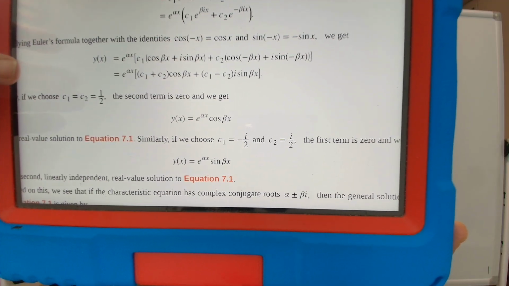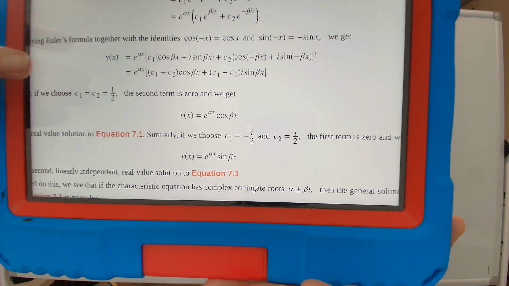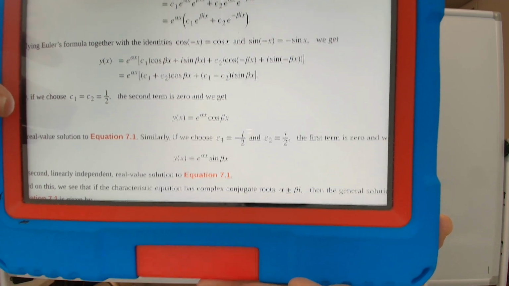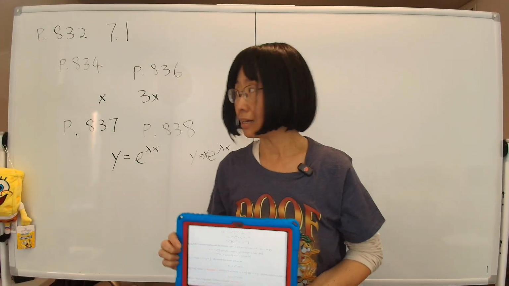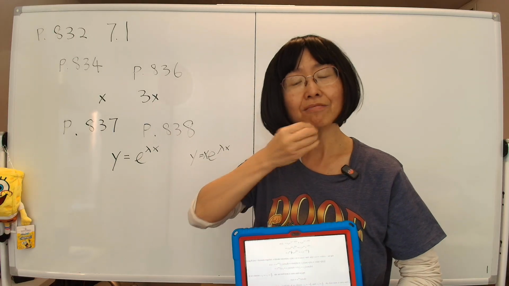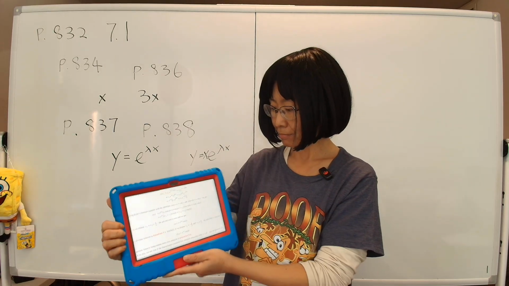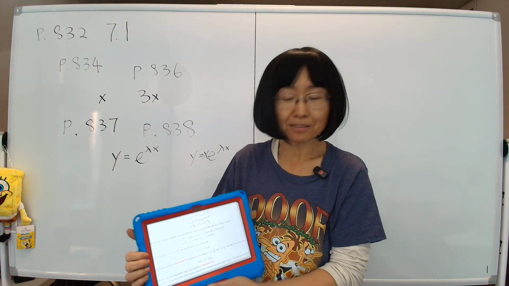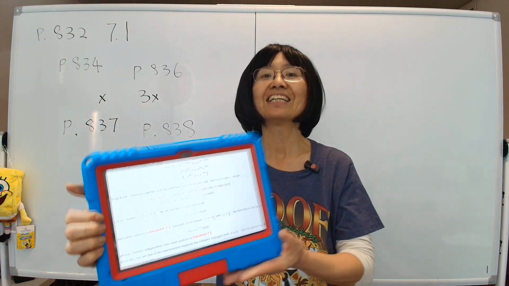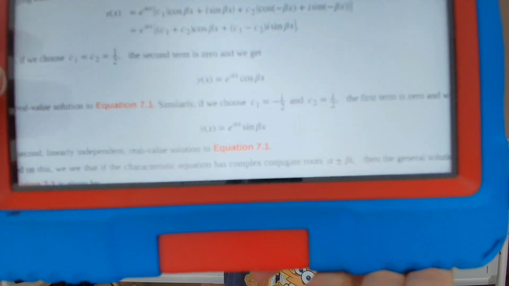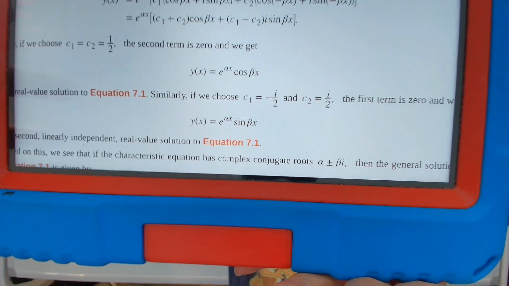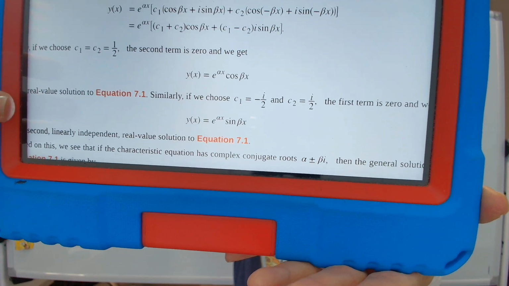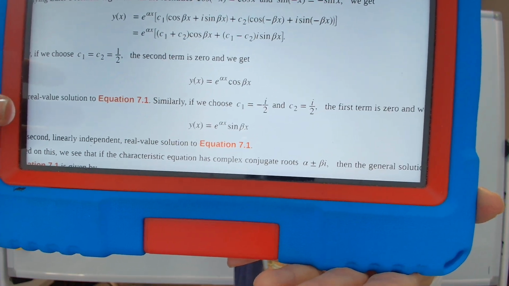That will get rid of the second term, the i part, and we get this one solution, which is e to the alpha x cosine beta x. That will be one of our solutions, and being that C1 and C2 can be anything, we choose them to be 1/2. So next, we isolated one of them. The next thing we're going to do is choose C1 and C2 equal to minus i over 2 and i over 2.